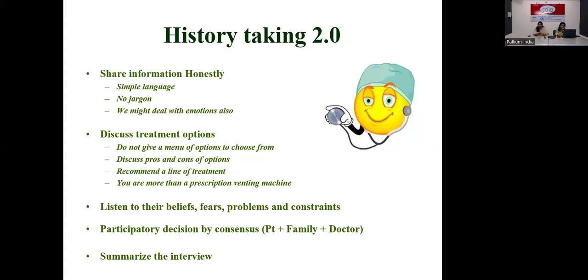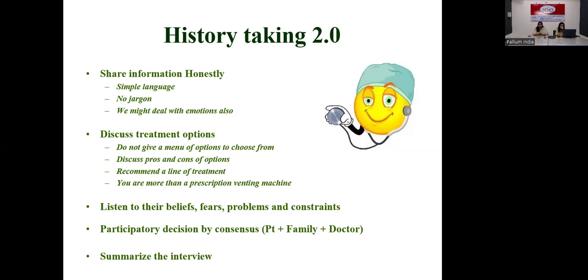Discuss treatment options. What we usually do is decide for the patient. To avoid that, we give them choices: why this treatment is important, why you have to choose this, and what the other alternatives are. So discuss it with them. It's not just the patient, it could be the caregivers also.